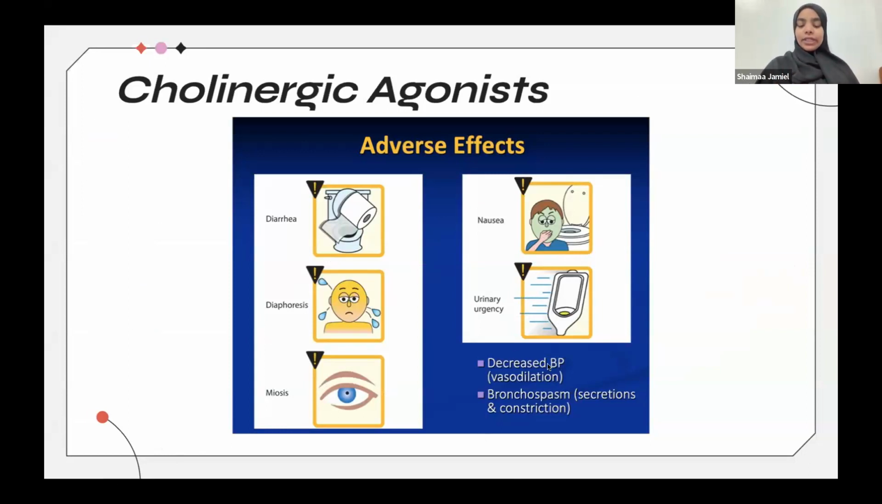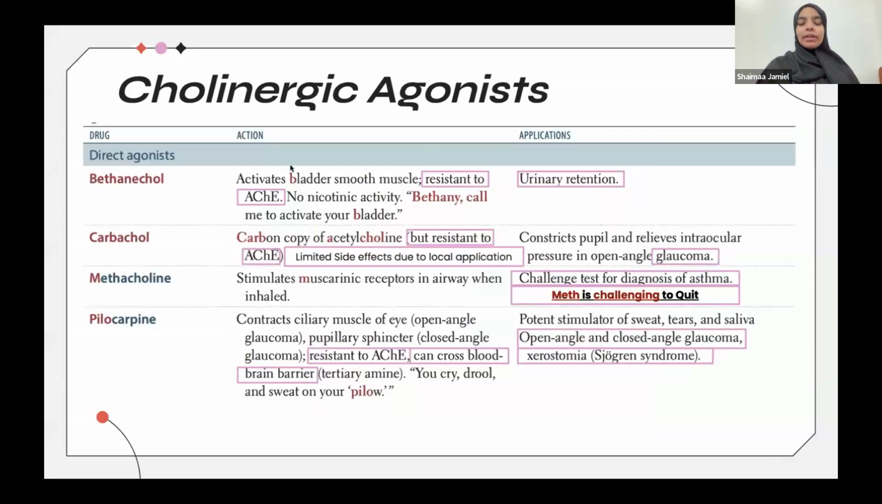And then decreased blood pressure and bronchospasm. So if someone has asthma and they take a cholinergic agonist, they might not be able to breathe at all, okay? Because it's going to increase the secretions and constrict the bronchioles, okay? So here we have our first type, which is the direct agonist.